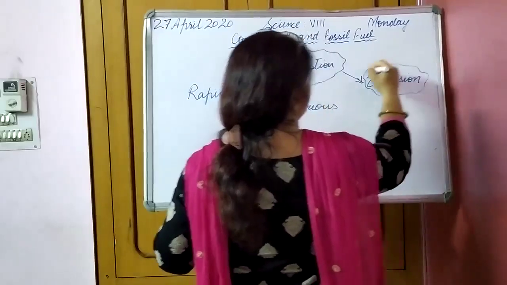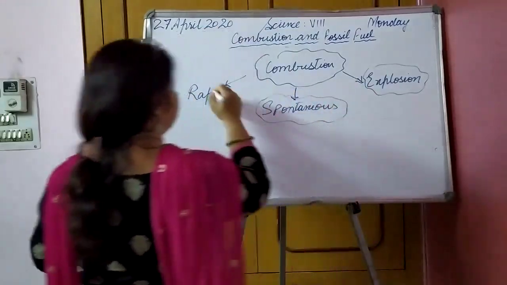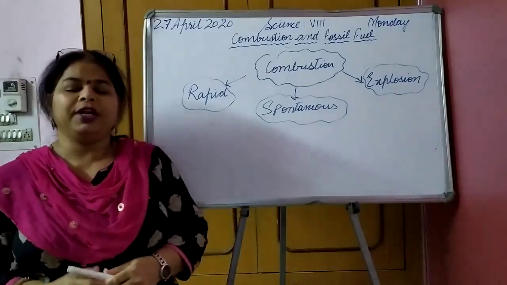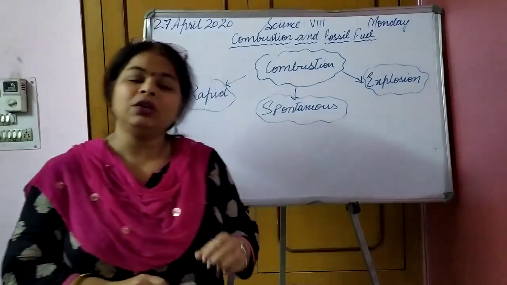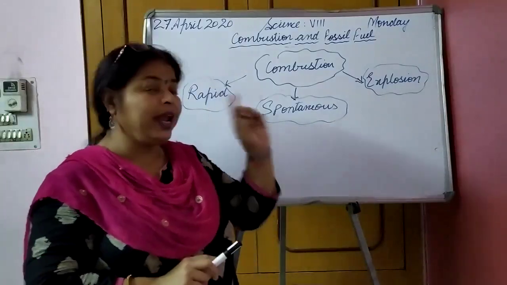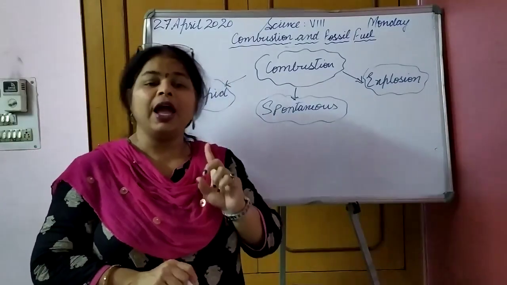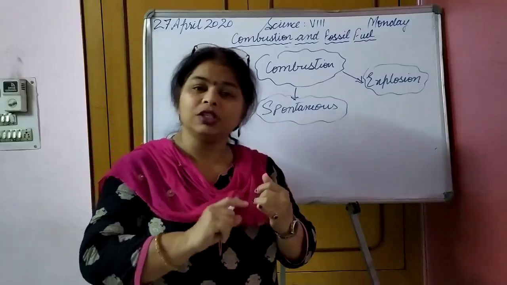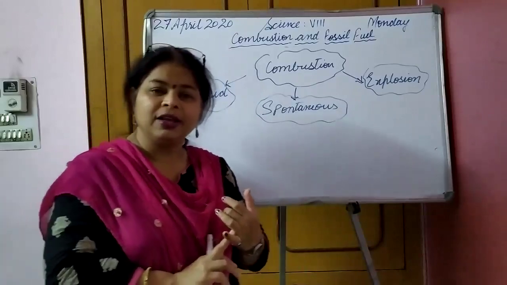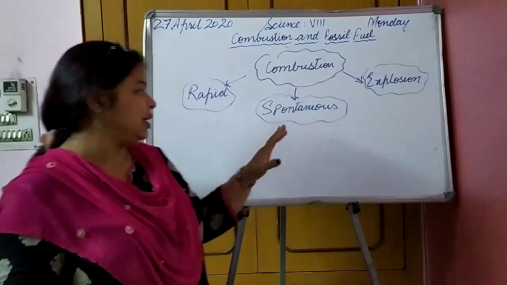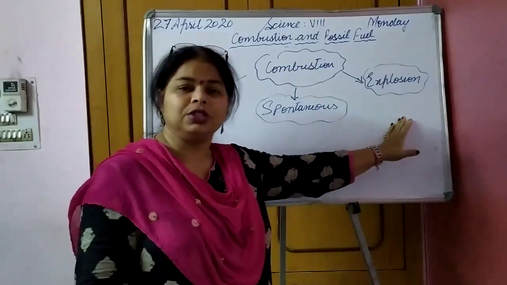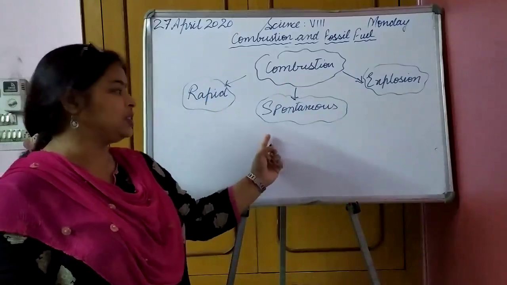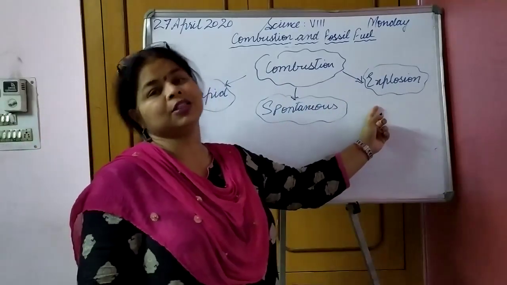Okay. So we can categorize combustion into 3 different types. It is on which category? The rate at which substances catch fire. Okay, rate or speed. How speedily the combustion takes place. For that we have 3 types of combustion. And what are the 3 types? Let us see. Number 1 is rapid, number 2 is spontaneous, and number 3 is explosion.